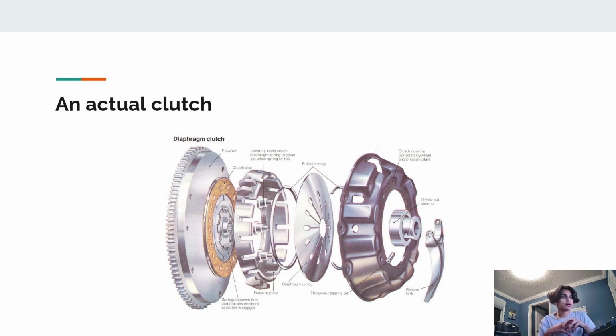And next up, we have the pressure plate, which basically applies the pressure to the clutch disc when it's engaged. We have the fulcrum rings. Then we have the diaphragm spring, which is another element to the contact between that clutch and the flywheel. Then we have the clutch cover, which basically just holds everything together. We have the throw-out bearing, which is what pushes everything in. And then we have the release fork, which applies that force to the throw-out bearing.